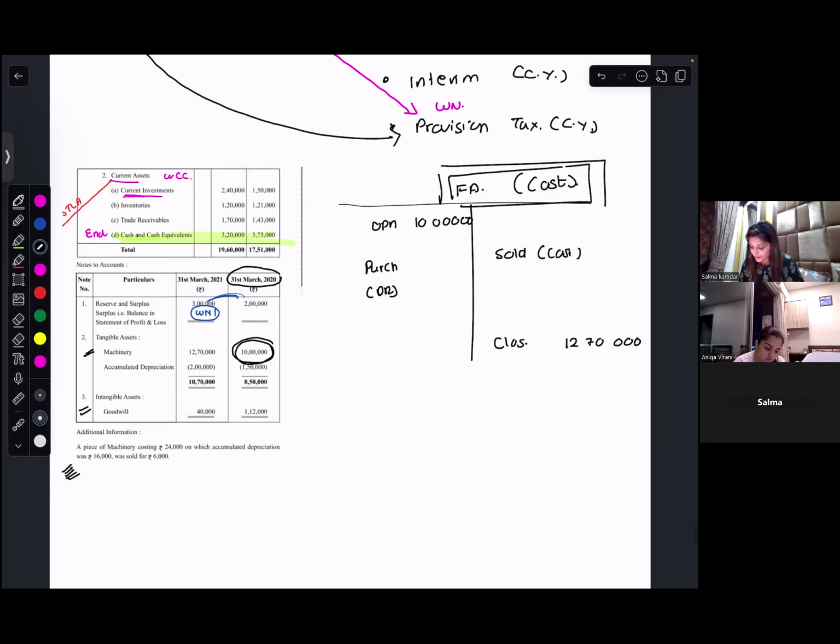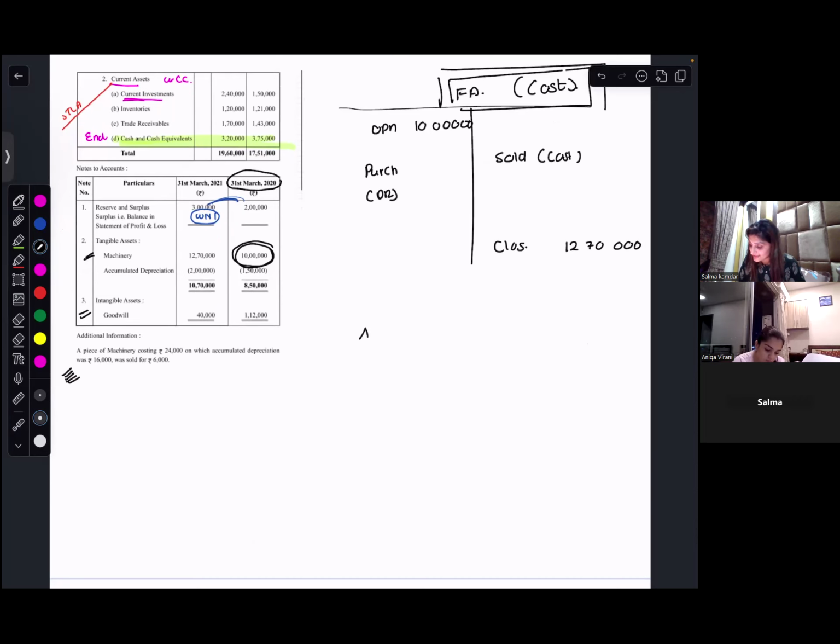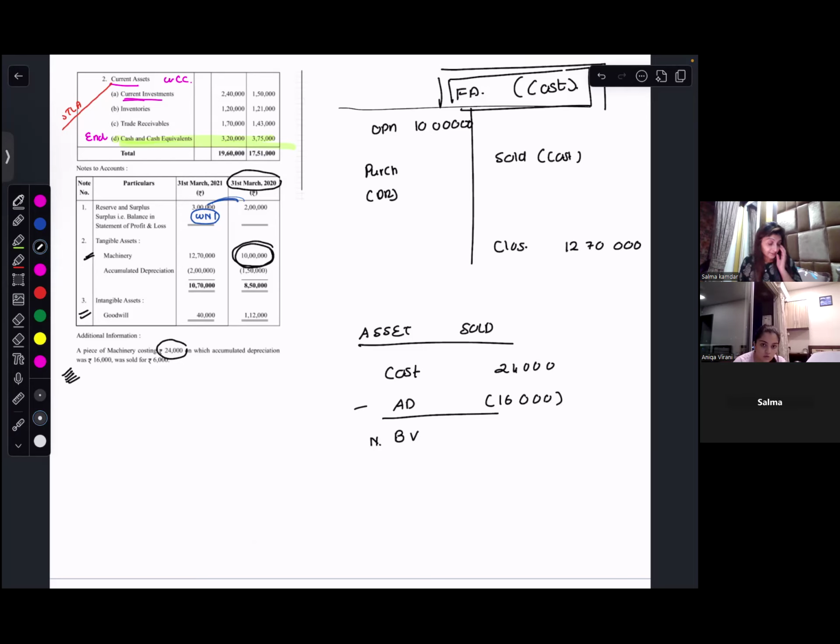Then you have this information over here. What is this information? Assets sold. When assets are sold, you will make this format. Cost minus accumulated depreciation would give you the book value or the net book value. Now fill the things. Cost is 24,000. Accumulated depreciation is 16,000. So net book value would be 8,000. Very good.